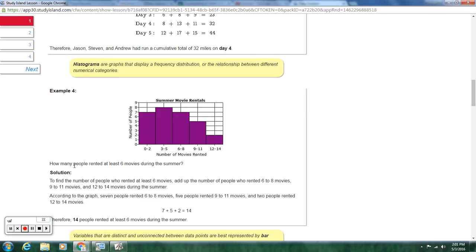So it says how many people rented at least, which means 6 or more, right? So how many people rented at least 6 movies during the summer? So which bars would that include? This bar? At least 6? No. Would it include this bar? At least 6? No. Would it include this one? Yep, this one? Yep, this one? Okay, so how many is in here? 7, 5, 2. How many is that? 14. Just 14 right there.